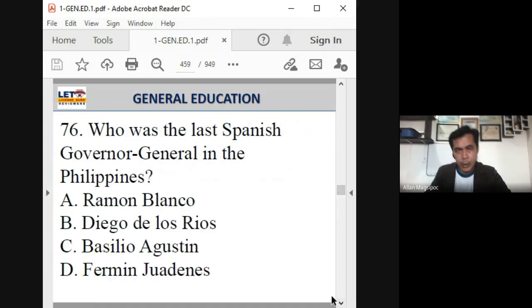Next question. Who was the last Spanish Governor General in the Philippines? This is a good question. The last Governor General in the Philippines, meaning this is the time of the transition to the American regime. Is it Ramon Blanco, Diego de los Rios, Basilio Agustin, or Fermin Jaudenes?